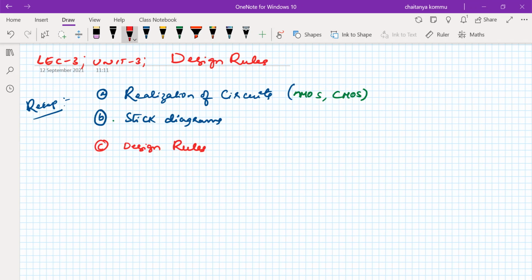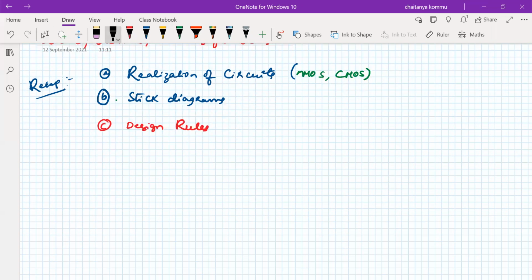Okay, for example, whenever we are forming a transistor, we have seen a green diffusion, and we are crossing the green diffusion, something like this we have taken. But whenever we want to lay down this material into your chip, we have to mention what is the minimum width of this diffusion, and what is the minimum length of this diffusion should be.